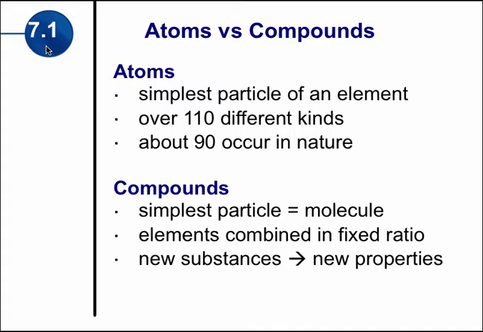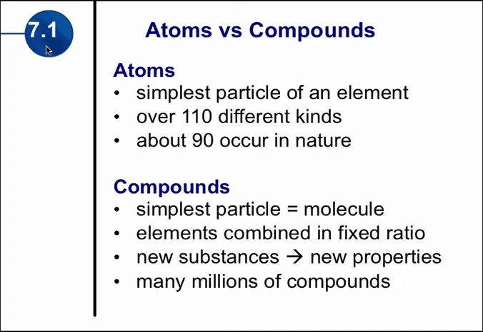An example of this would be water, formed from hydrogen and oxygen. Hydrogen and oxygen, when they combine together, form a new substance, new properties. And when we're talking about compounds, there are many millions of compounds that exist or can be created from the elements. So we're not limited to 90 or 110. There are millions and millions of different compound possibilities.